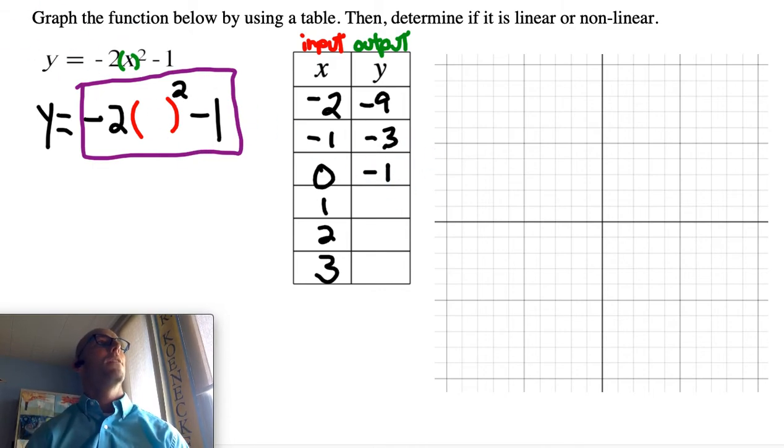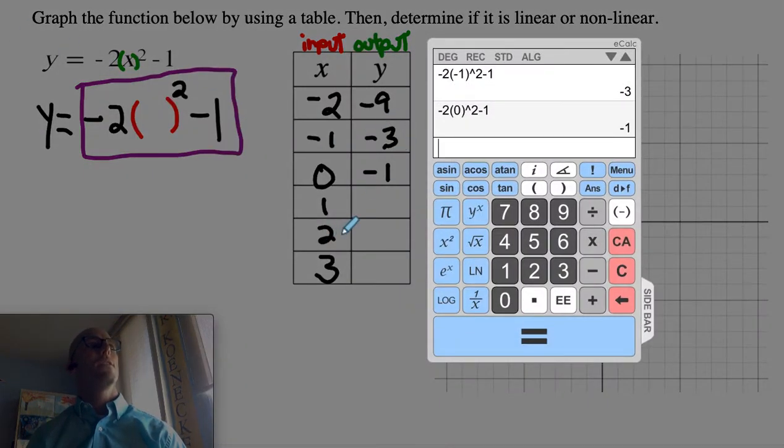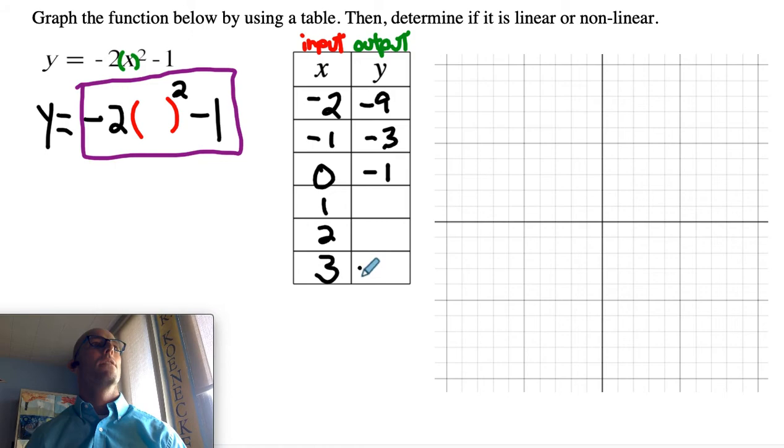Okay. And then grab my calculator again, and I need to do inputs 1, 2, and 3. So let's do that quick. So an input of 1 gives me negative 3. If I use an input of 2, back to negative 9, okay? And then input of 3 gives me, oh, negative 19. That's going to be a little big. All right, negative 19. Might not even fit on my graph. I'm not going to stress about it too much. Okay, like so. All right.